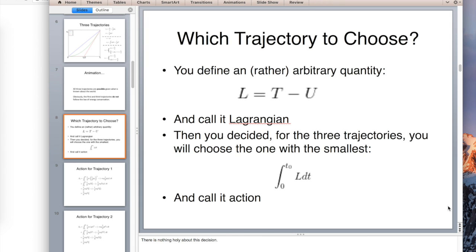I want to underscore here that you should think of this as a rather arbitrary decision to choose this form of Lagrangian and choose this form of integration as an action. So this is the decision we will follow to decide which trajectory to use as the real trajectory in the world we are currently designing.